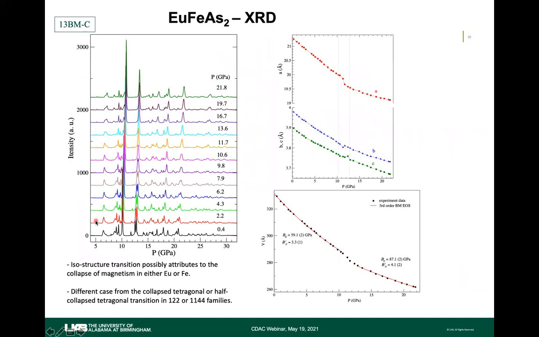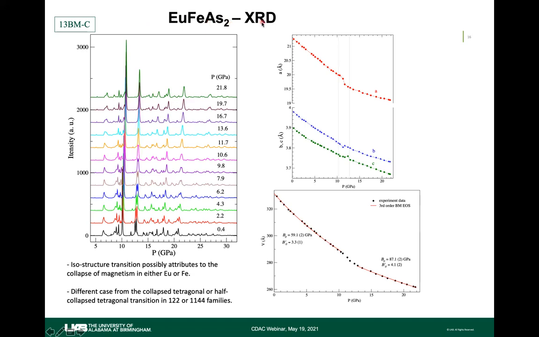In the other types of iron pnictides, the 11122 or the 1144, there is a tetragonal to collapsed tetragonal phase transition at several GPa. In the case of 1144, some of the systems undergo a half collapsed tetragonal and then a fully collapsed tetragonal transition. So we want to look at the crystal structure evolution under pressure in this orthorhombic crystal lattice.